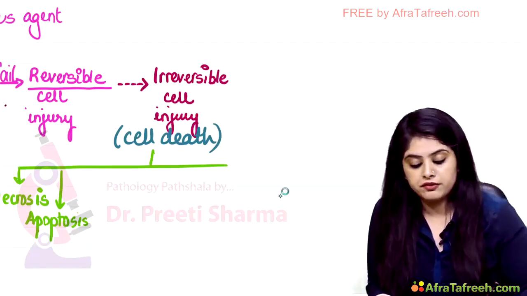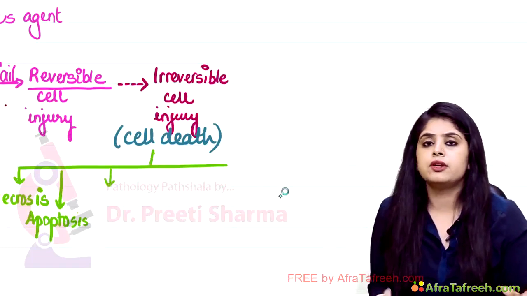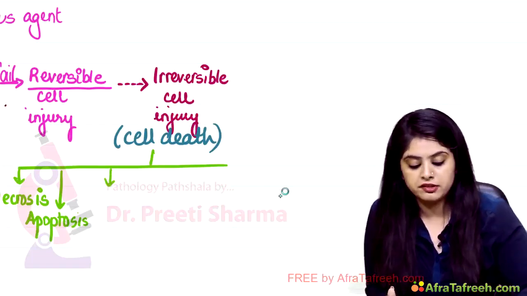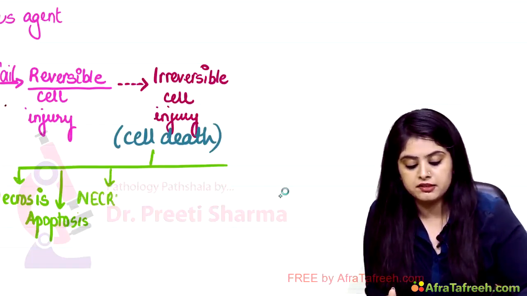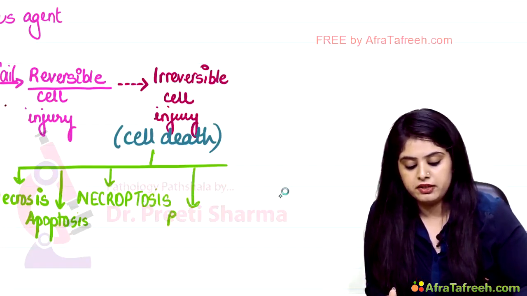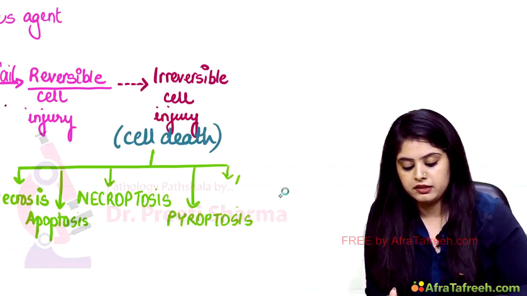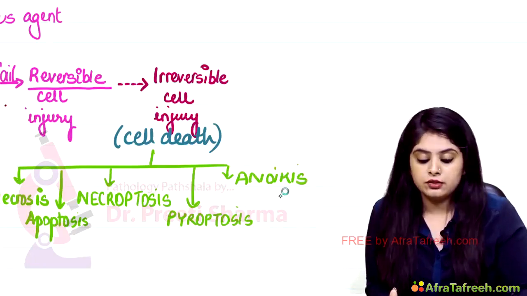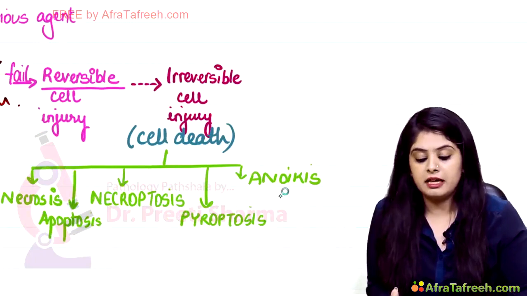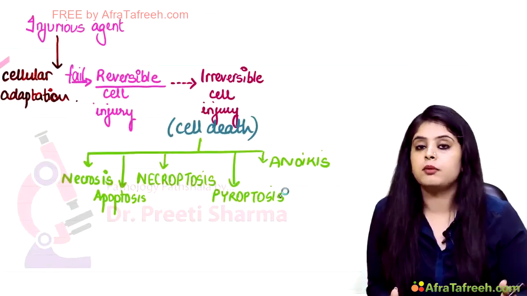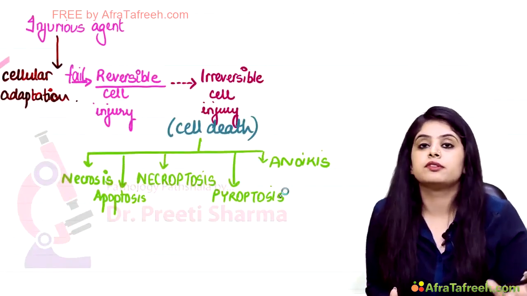The newer forms of cell death include, all that you need to do, combine necrosis plus apoptosis. I give it a new term, that is necroptosis. The 4th one is again a newer one, pyroptosis. And the 5th one is something that not many books cover, that is referred to as anoikis. So now students, we have the different types of cell deaths: necrosis, apoptosis, necroptosis, pyroptosis and anoikis.